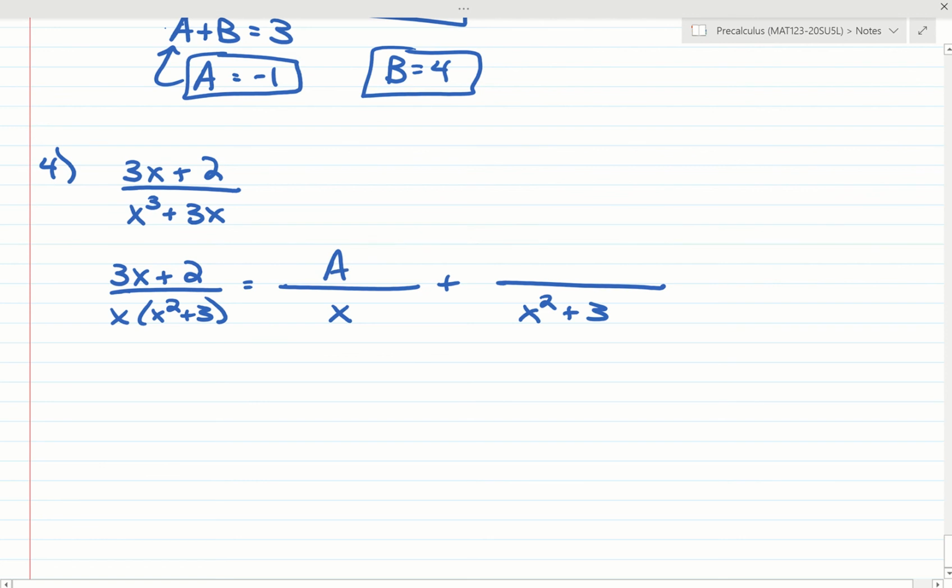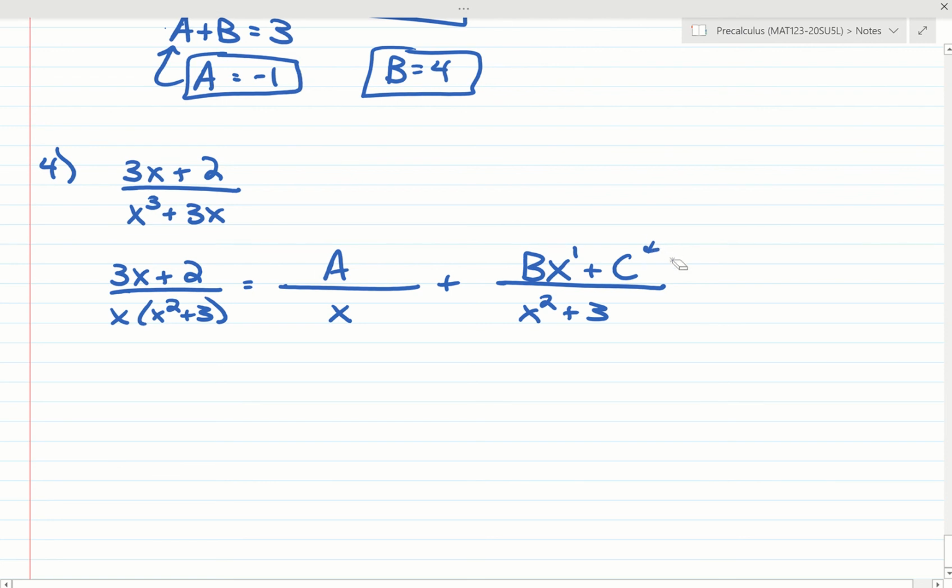Now the tricky part comes in with the second one. You see how there's an x squared there? We definitely need an x on top. So let's put bx. But we always want to keep going all the way down to constants. So bx is linear, so we'll just put plus c there so that we went all the way down. We have 2, 1, 0.